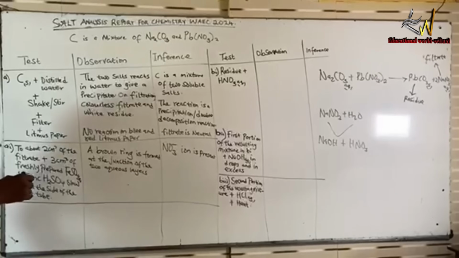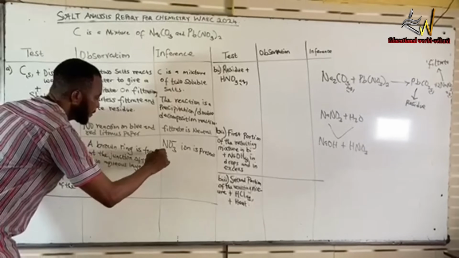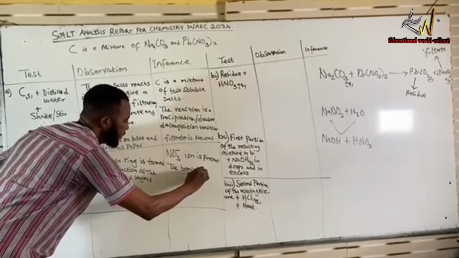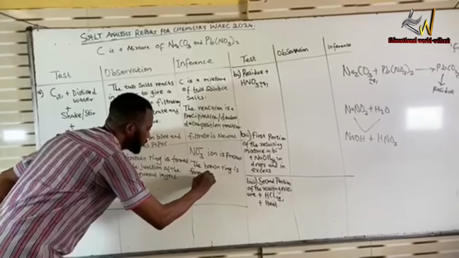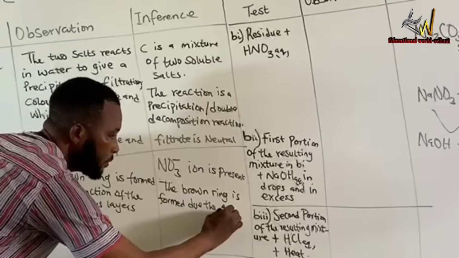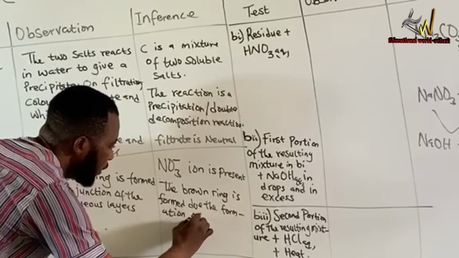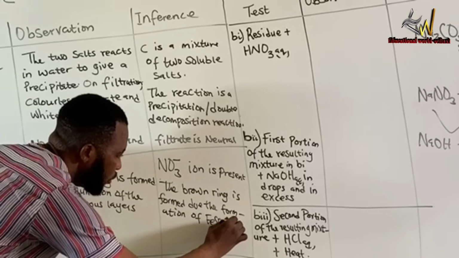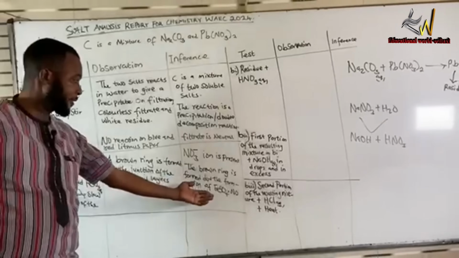Why is the brown ring formed? The brown ring is formed due to the formation of FeSO4.NO. That is what is responsible for the brown ring formation.